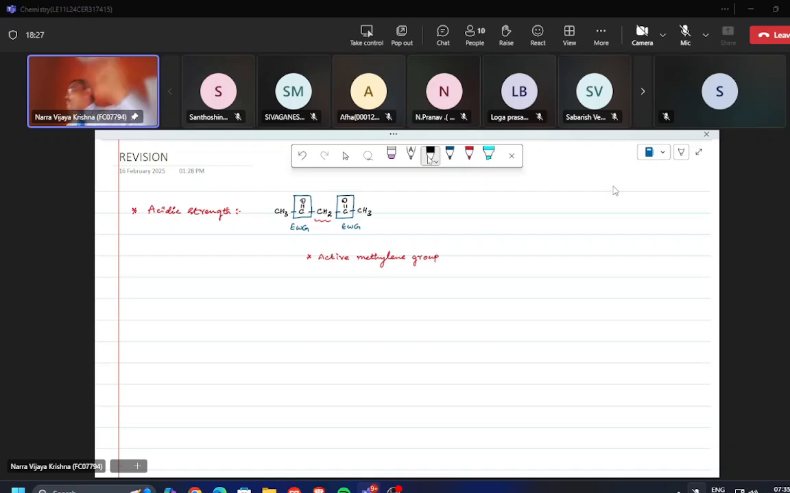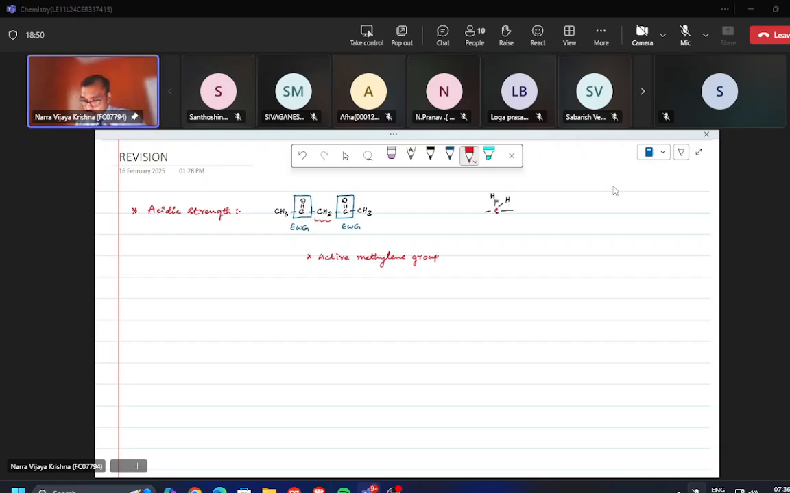Electron density over that carbon decreases more. If electron density on this carbon decreases more, what does this carbon try to do? I am talking about this active methylene group, the CH2 group. I wrote that CH2 here, right? These two groups are pulling electrons, then this carbon gets electron deficient.